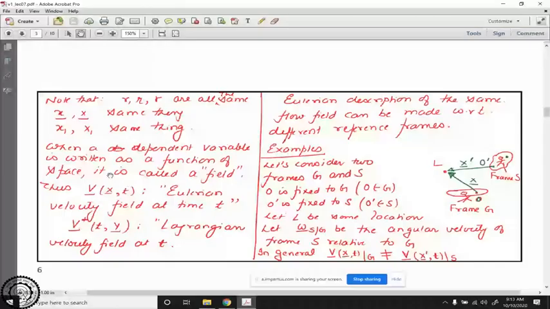In fact, in today's lecture, I have several such packets of information or comments or definitions that I will be sharing, and this is one of them. When a dependent variable is written as a function of space, it is called a field. Okay, so sometimes I will say Eulerian velocity field at time t. So this is what it means. Field means I'm talking about a dependent variable which is a continuous function of space x.